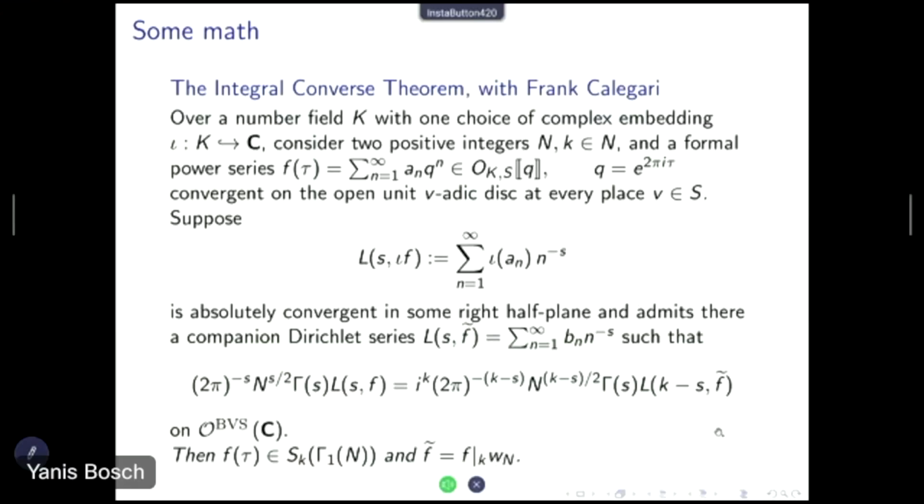We suppose good analytic properties for this; we can be loose about the second side, this F tilde, the companion in the functional equation. In the end of the day, it will turn out to be just F acted on by the weight k Fricke involution. The setup is this: suppose that there are some integers N and k such that this Dirichlet series converges in some right half plane and has a companion with complex coefficients that converges in some half plane, and such that the following equation is true and bounded in vertical strips on the whole complex plane. Then F is indeed a classical modular form of weight k and conductor N, and F tilde is its Fricke companion.